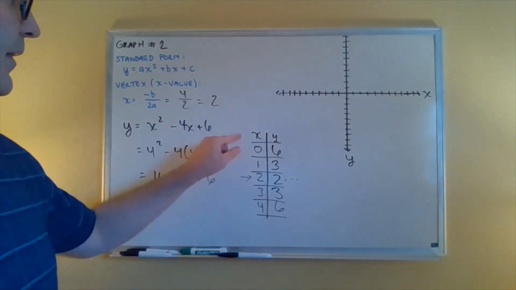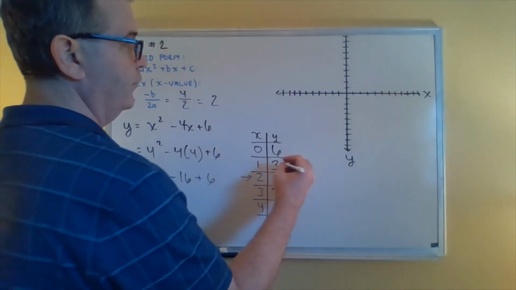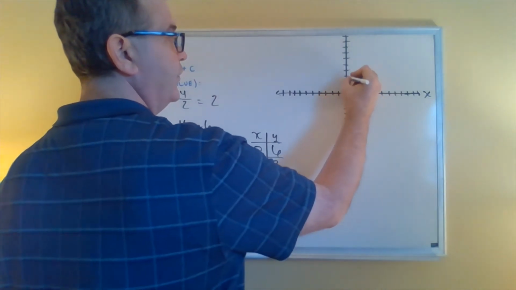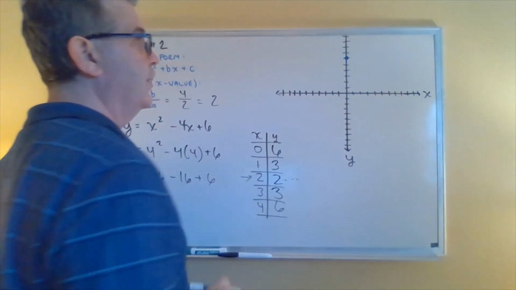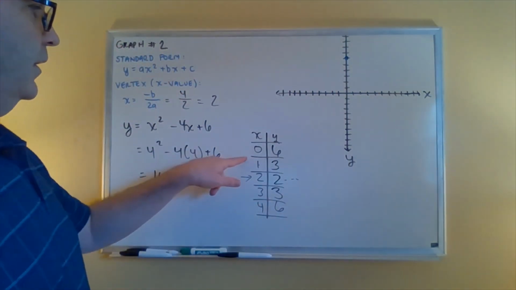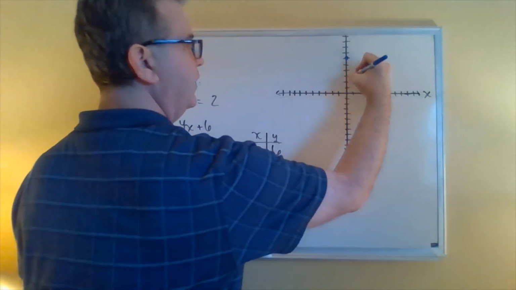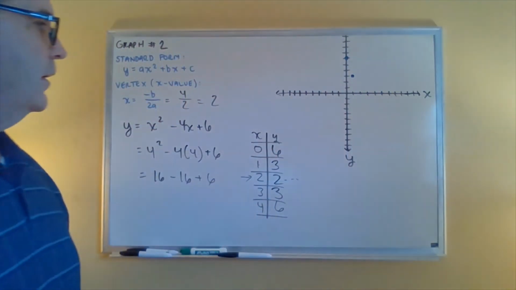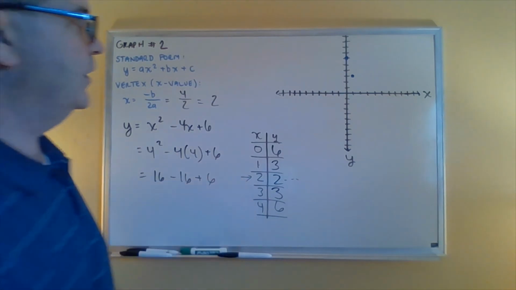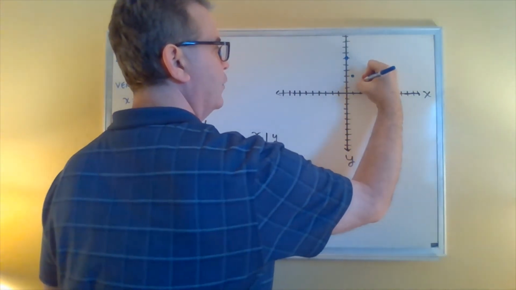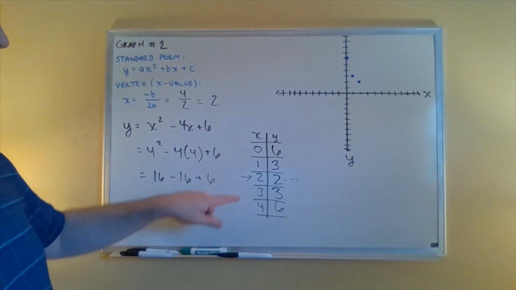So now we're going to plot these points on our grid over here. Our first one is going to be 0, 6. That'll be our first point right there. Next point will be 1, 3, which will be right there. Our vertex is going to be at 2, 2. So that's going to be our lowest spot on our parabola.